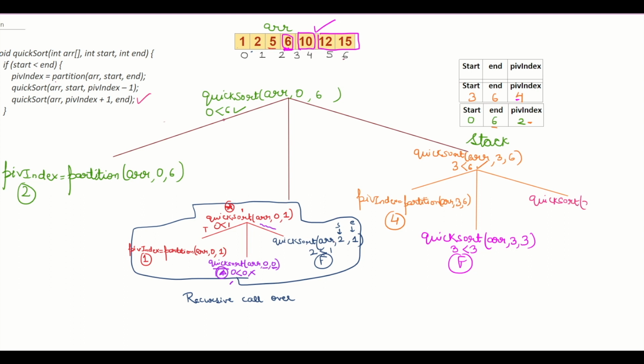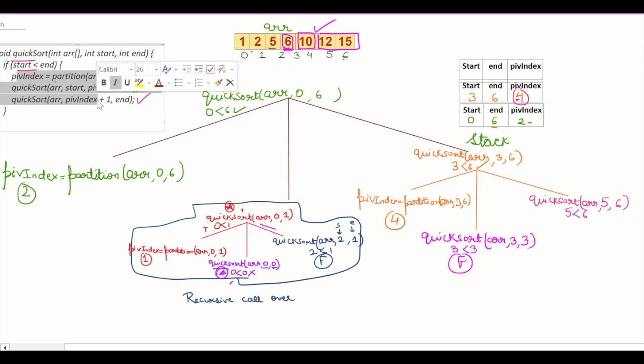To this function we pass array, we pass PIV index plus 1. So PIV index that we have is 4. 4 plus 1 is 5, and the value of n we have is 6. Now here we invoke the function and we execute this condition. 5 less than 6 condition becomes true. So now again we are going to work on this recursive call where we execute these 3 statements. Let's see how it works.